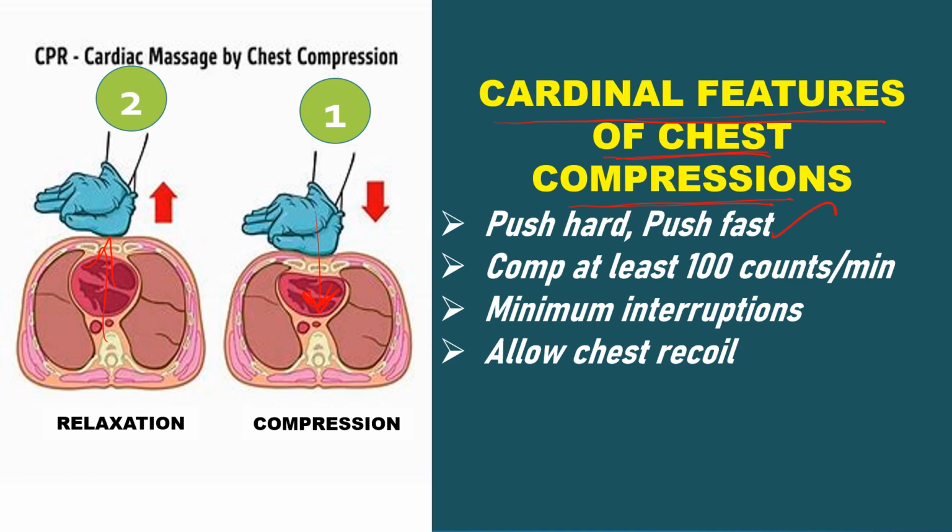Our first one is push hard, push fast. Second, compression should be at least 100 counts per minute. There should be minimum interruptions. That's the reason they check for the carotid pulse only after every 5 cycles, not after every 30 compressions and 2 breaths, because there should be minimum interruptions. You have to allow for the chest recoil.